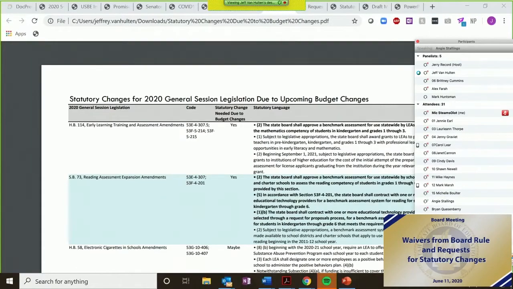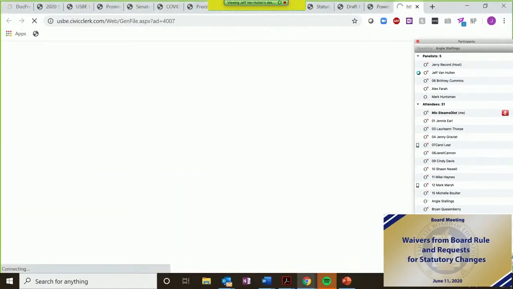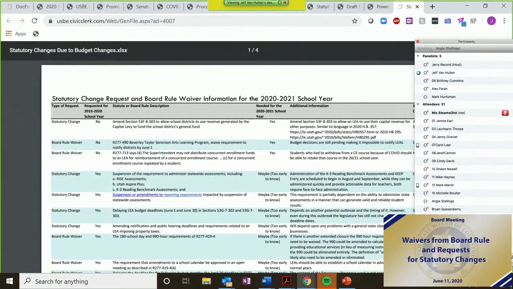So Jeff, if you'd now show the other document, which is actually in backup under 5.2, but there is one change in here that is also a statutory change. And you'll see on the top of this document that staff recommends that the board consider requesting the legislature to amend section 53F-8-303. This section of code governs the capital levy that local school districts are able to levy, and right now that capital levy is limited to being used for capital expenses such as buildings.